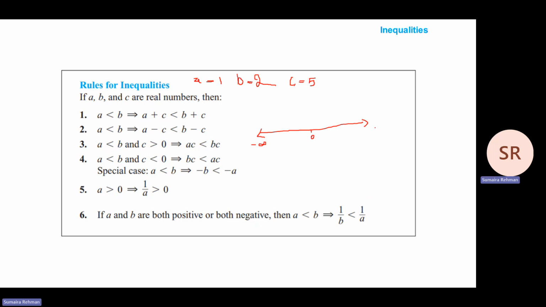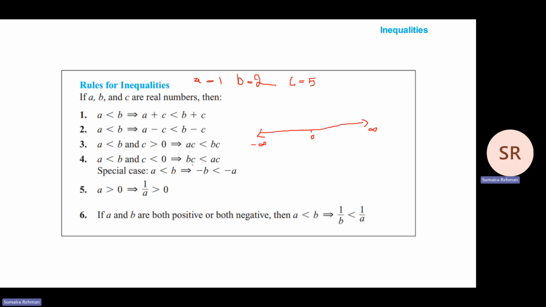And on the right side of the origin, we will have the positive values, and it will go toward the positive infinity. So this time, if c is less than 0, we know what those numbers are: -1, -2, -3, and so on. So this implies bc is less than ac.